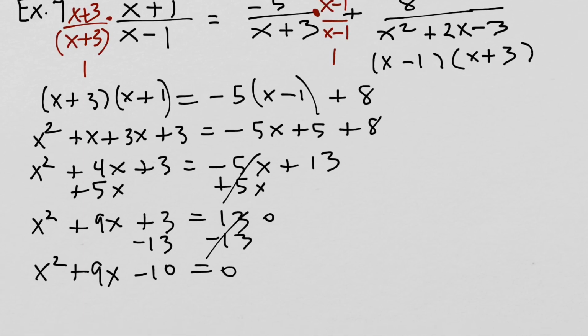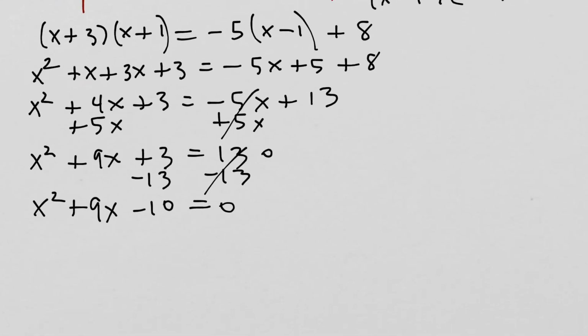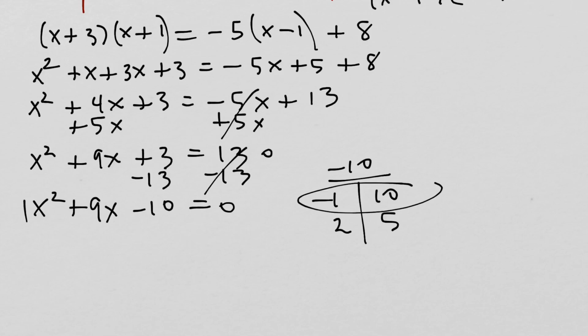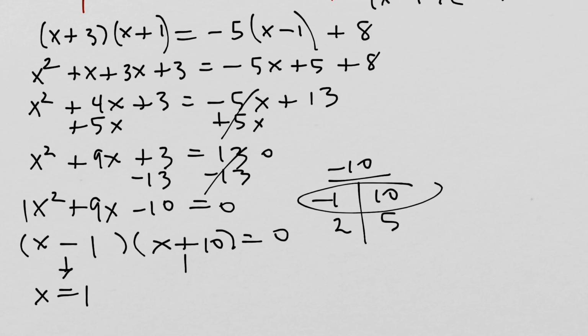Okay, so we're going to have to solve this quadratic. Let's see if it's factorable. So I've got 1 times negative 10, 1, 10, 2, 5. I need to add to get 9. So leading coefficient of 1. So I can write my factors in, x minus 1, x plus 10. So this factor will give you a solution, x is equal to 1. This factor will give you a solution, x is equal to minus 10.